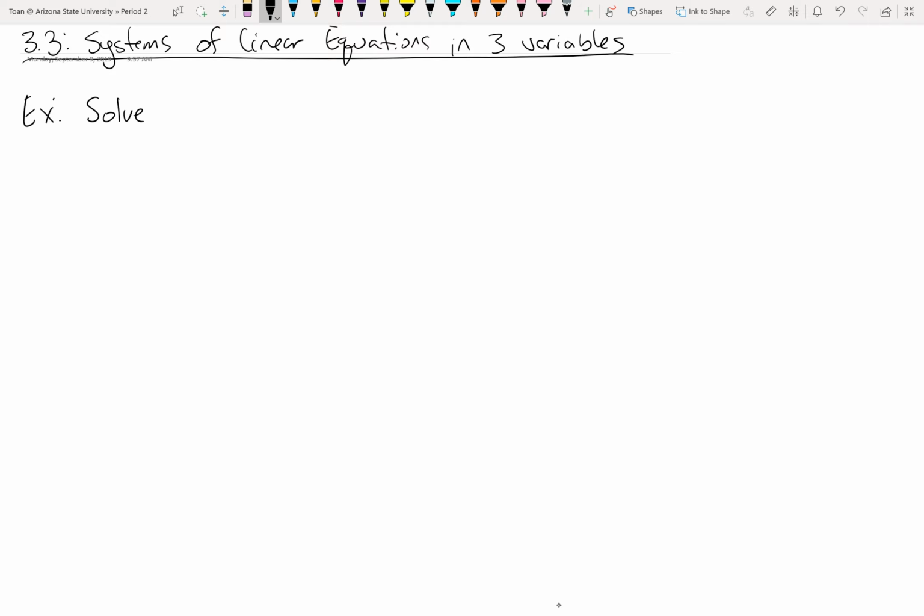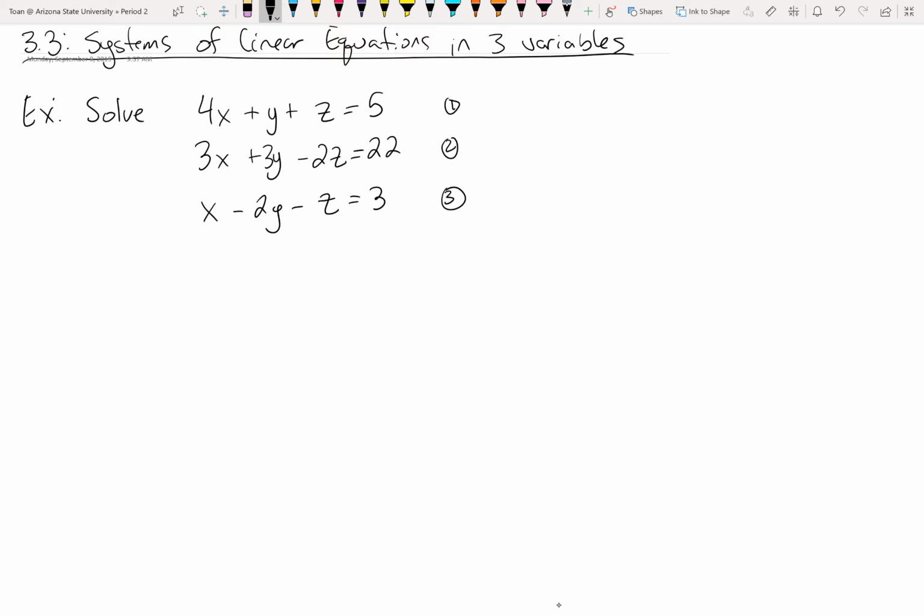Suppose I ask you to solve 4x plus y plus z equals 5, 3x plus 3y minus 2z equals 22, and x minus 2y minus z equals 3. That is a doozy of a problem. All right. Just so we're speaking the same language, I'm just going to call the top equation equation 1, the middle equation equation 2, the third equation equation 3. I know it's a very complicated system, but that's the system I'm going to go with.